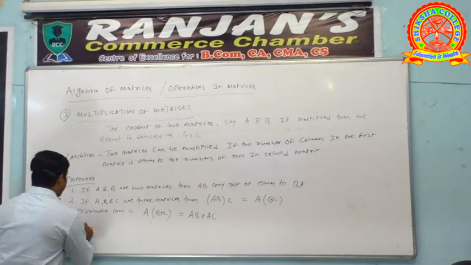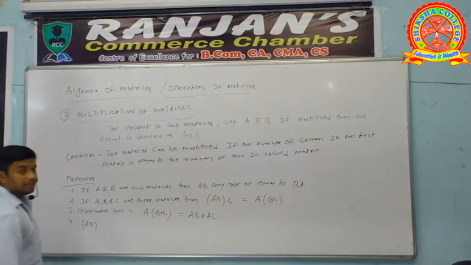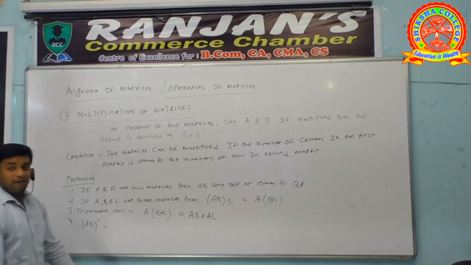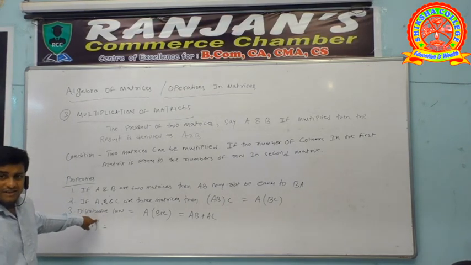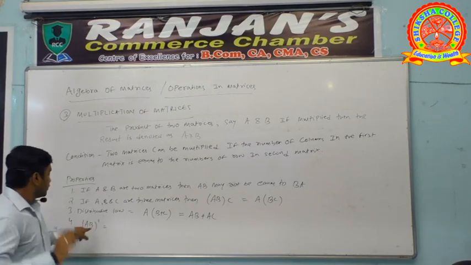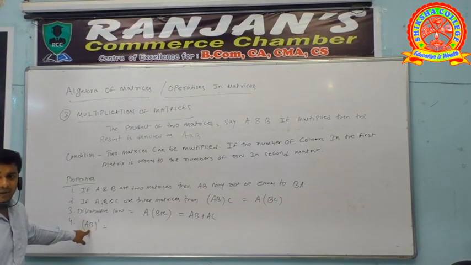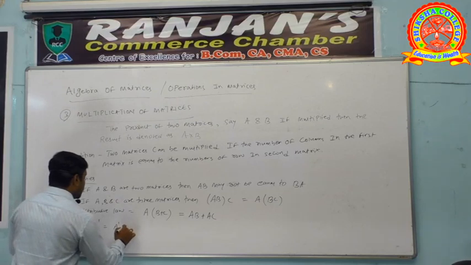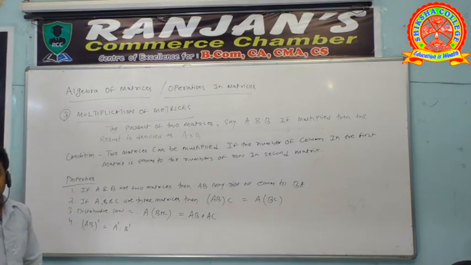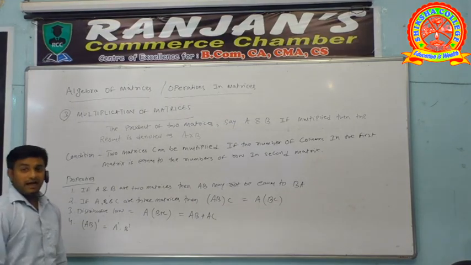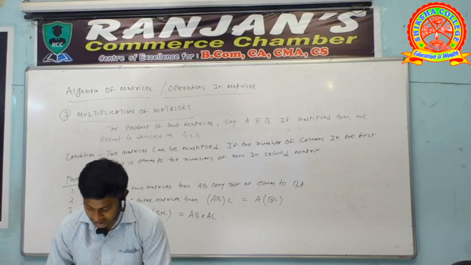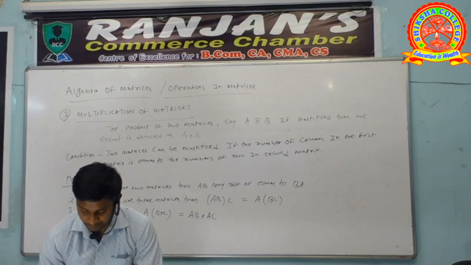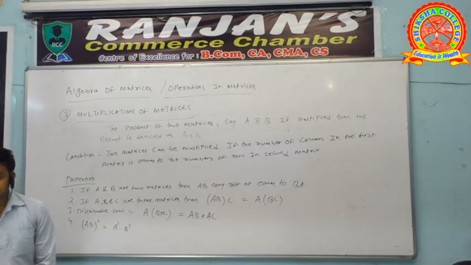Then we have another property, according to transpose. If first we do A multiplied with B and then transpose it, the symbol is dash or T. So the transpose of A into B is equal to the transpose of B into the transpose of A. Okay students, clear?